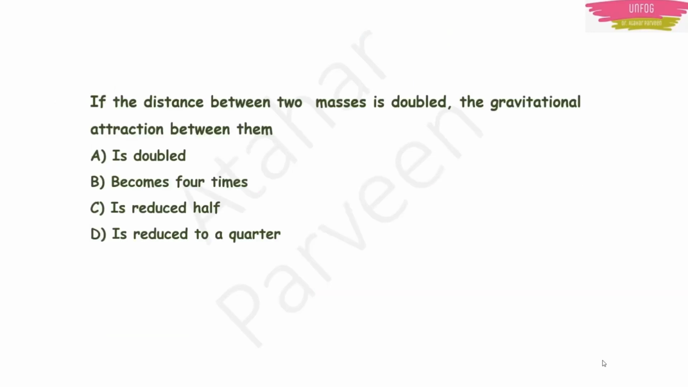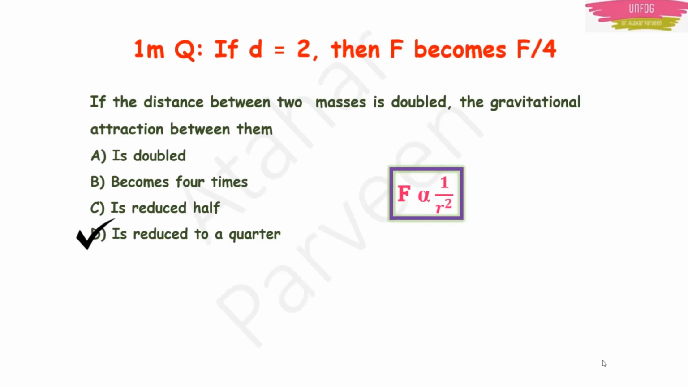Or they can also ask a question like this: if the distance between two masses is doubled, what will happen? If the denominator r is doubled, then what will happen? The gravitational force or the gravitational attraction between them will be reduced to 2/4, or it becomes 1/4.